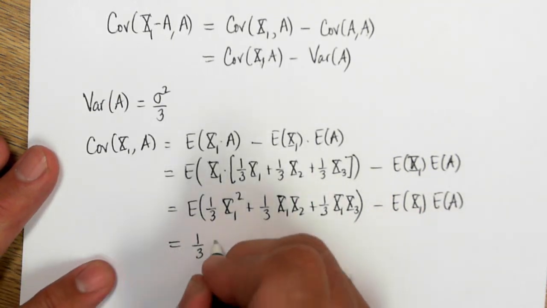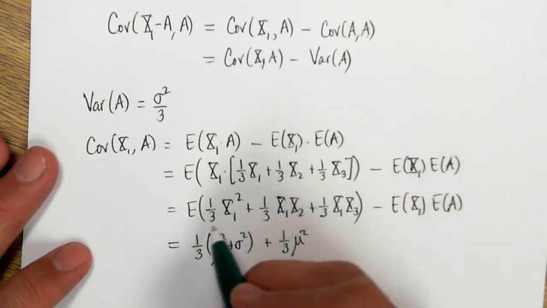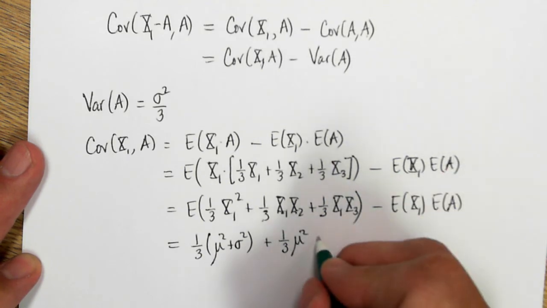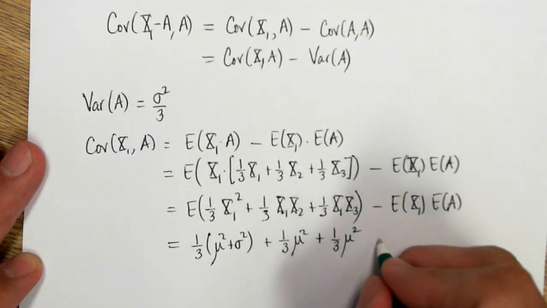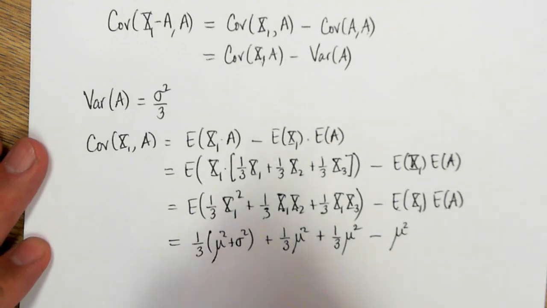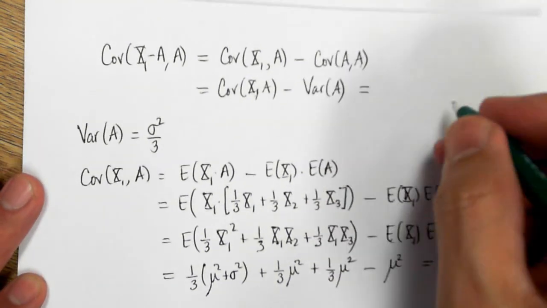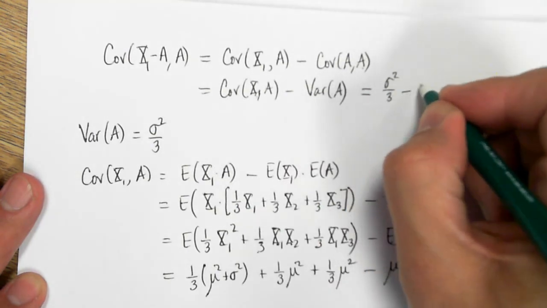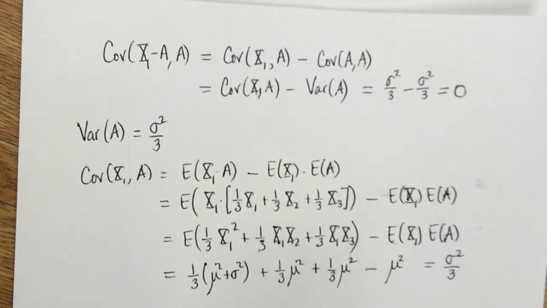Okay, now how does this work out? This will be 1 third times mu squared plus sigma squared as before. This will be 1 third mu squared because this is 1 third times the expected value of x1 times the expected value of x2 by independence. Likewise, this third term is 1 third times the expected value of x1 times the expected value of x3 by independence, minus the expected value of x1, which is mu, and the expected value of the average, which we worked out earlier to be mu also. And so sorting out the pieces, this is equal to sigma squared over 3. And therefore, coming back up here, the covariance is sigma squared over 3. The variance is also sigma squared over 3. And so that is a second way of showing that the covariance of x1 minus a and a is equal to 0. So this is a different way of establishing the same property, appealing to the bilinearity of the covariance function.